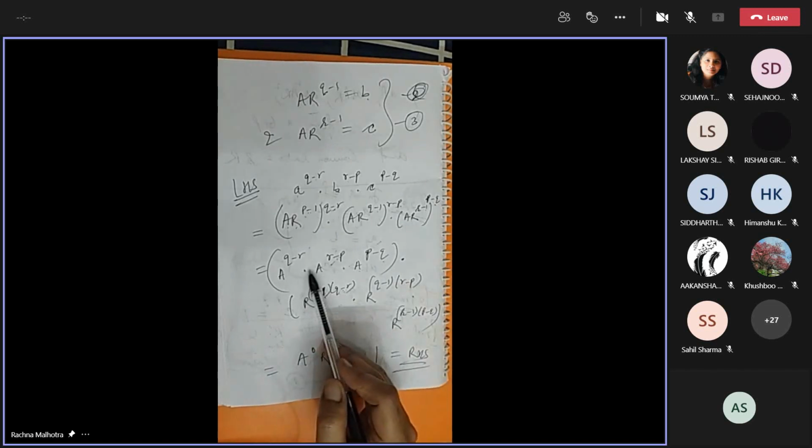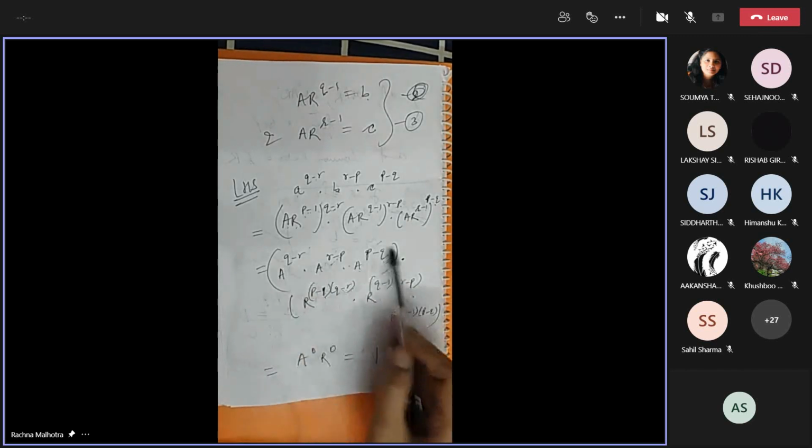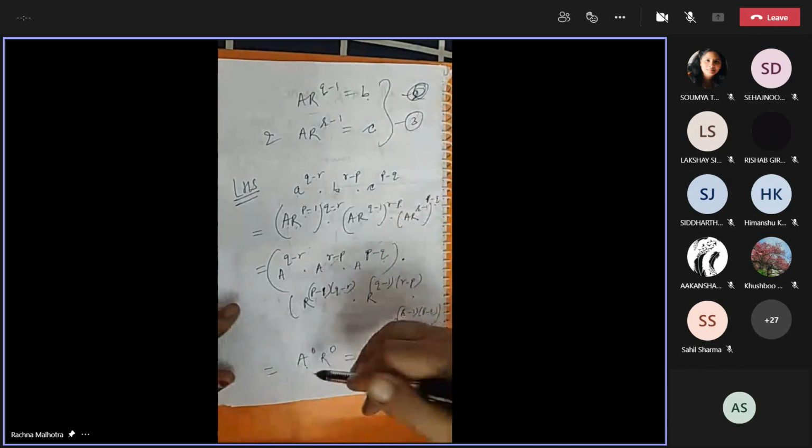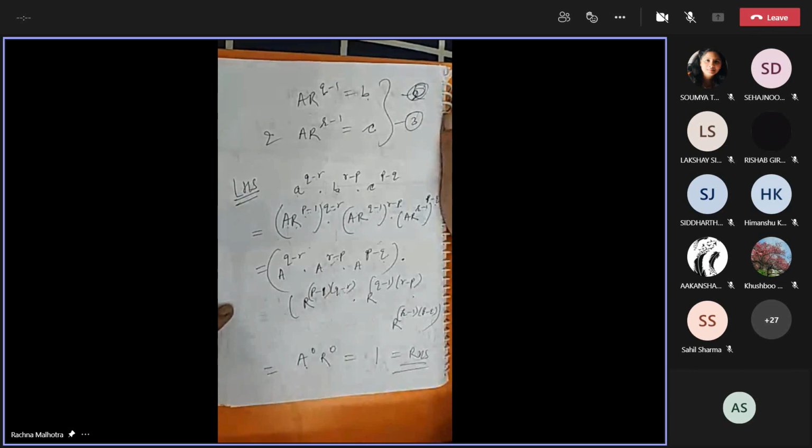Now by using laws of exponents the powers will be added. अब ये सारी powers add हो जाएंगी. Similarly here all the powers will be added, so you will get R to the power 0, A to the power 0, that is 1. Because any non-zero real number whose power is 0, that is always 1.